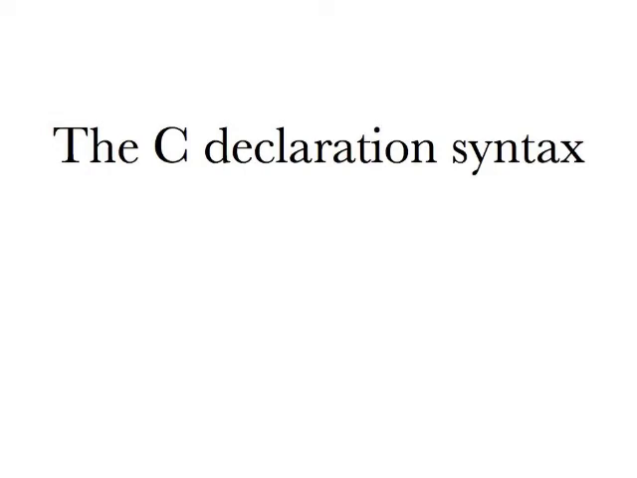This video is about the C declaration syntax. The C declaration syntax is more than a bit strange, but its rules allow you to create a declaration for any type you could use in C. The basic rule behind the C declaration syntax is called declaration mimics use.